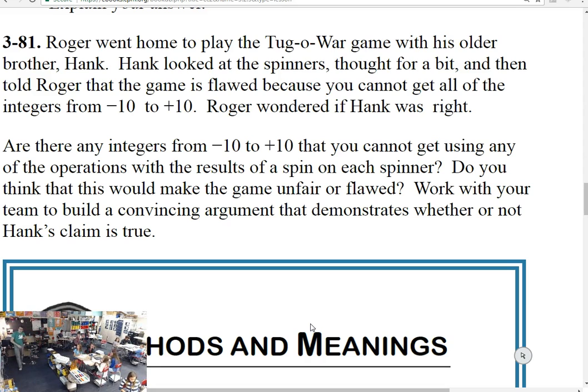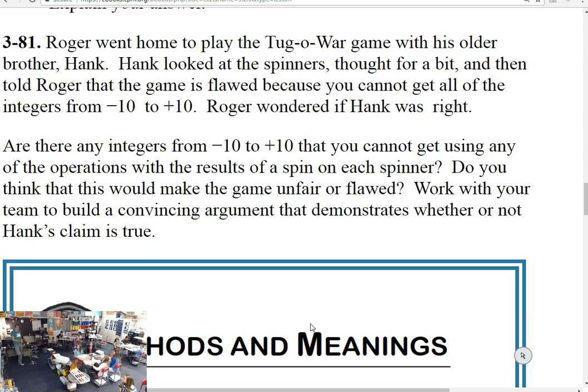Alright, so in 81, Roger went home to play the tug of war game with his older brother Hank, and Hank got really excited. He said, yeah, a math game. So Hank looked at the spinners and thought for a bit, and then told Roger that the game is flawed. You cannot get all integers from negative 10 to 10. Roger wondered if Hank was right.